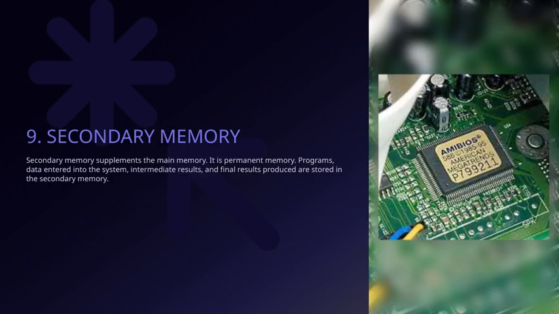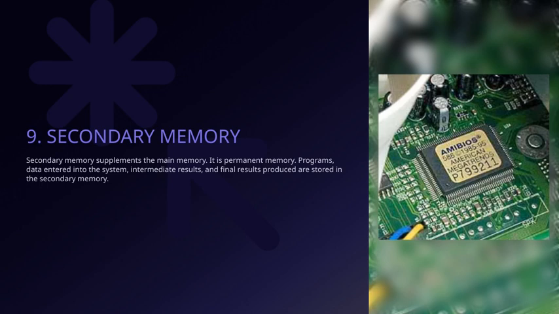Now let's talk about secondary memory. This type of memory actually complements the main memory, serving as a more permanent storage solution. Unlike RAM, which is temporary and volatile, secondary memory is designed to hold data even when the system is turned off. This is where we store programs, data that has been entered into the system, intermediate results during processing, and final results once everything is complete. Essentially, secondary memory acts as a long-term storage space, ensuring that our important information is preserved securely.